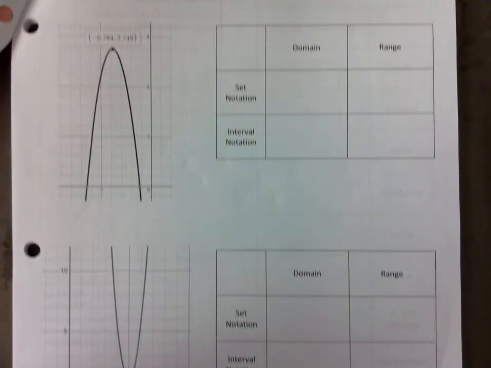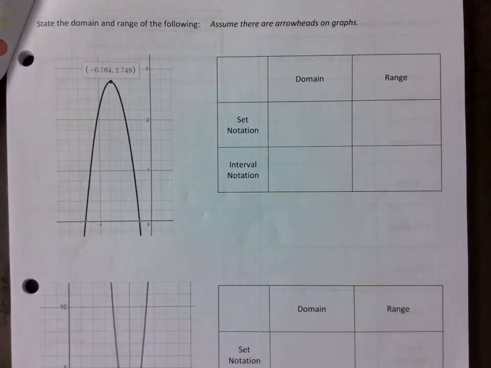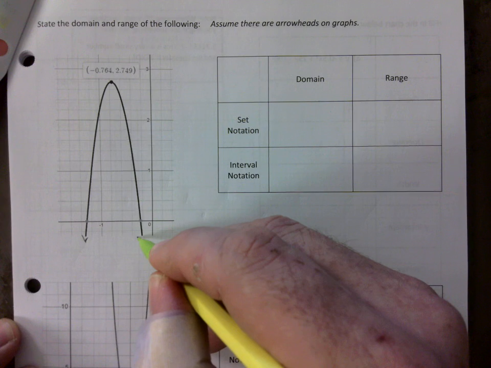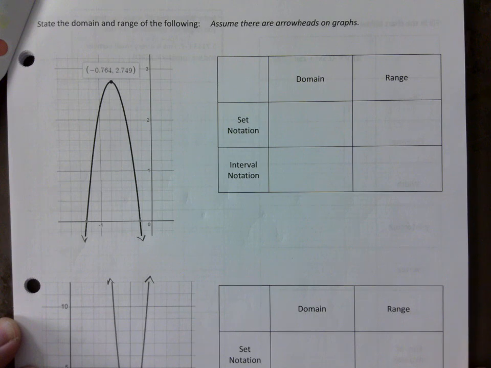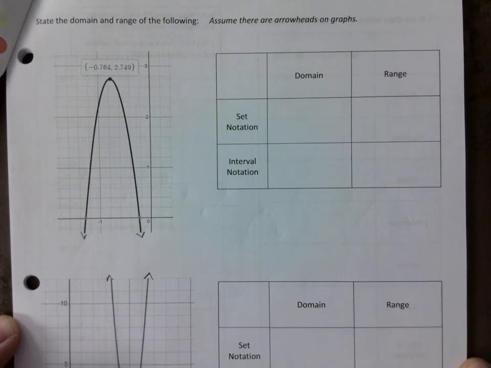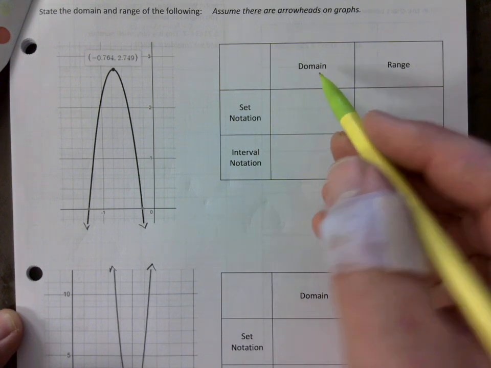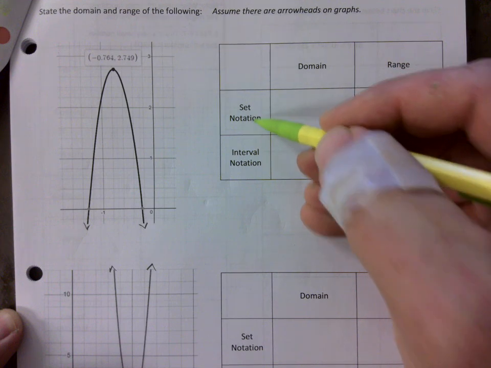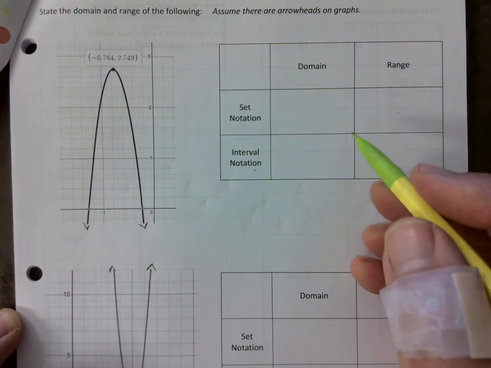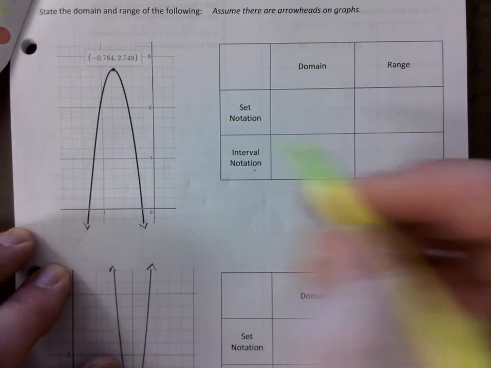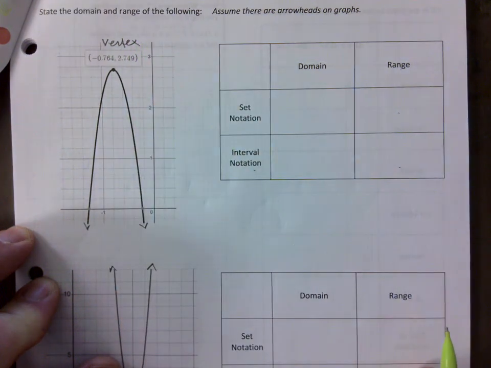All right, let's try some questions here. We're going to assume there are arrowheads. This is page 8. We're going to assume there are some arrowheads here on these parabolas, okay? State the domain and range of the following. So we're going to do domain in set notation and interval. Then we're going to state the range in both formats, okay? So here we go. This one, I know the vertex. This is the vertex right here. Very important for us.